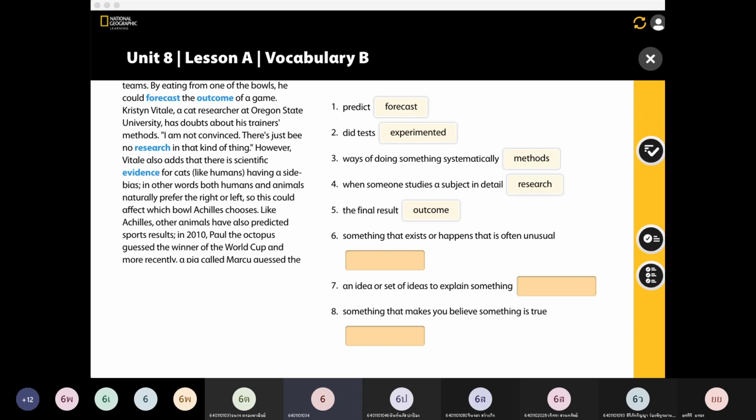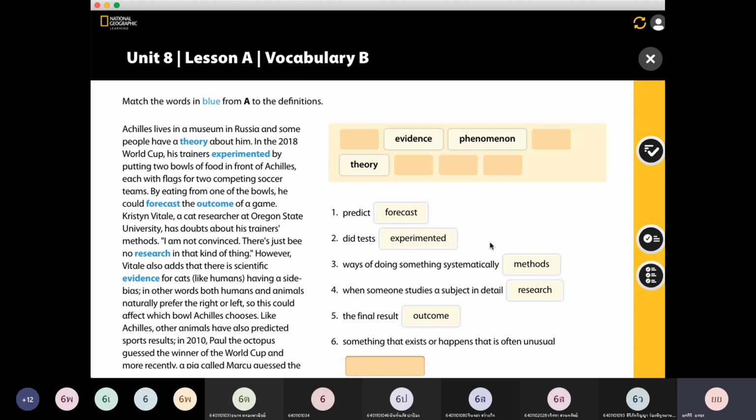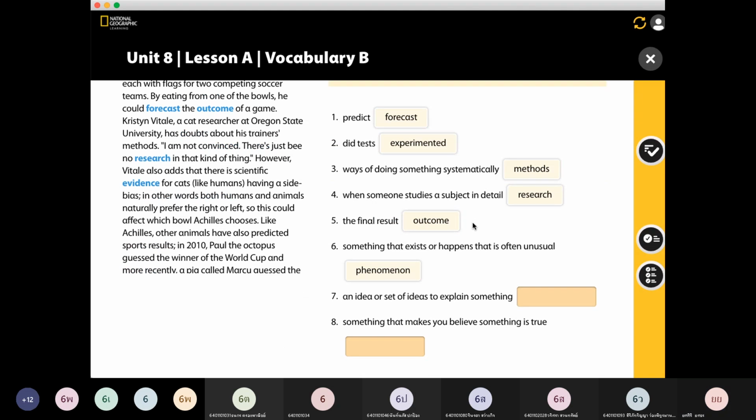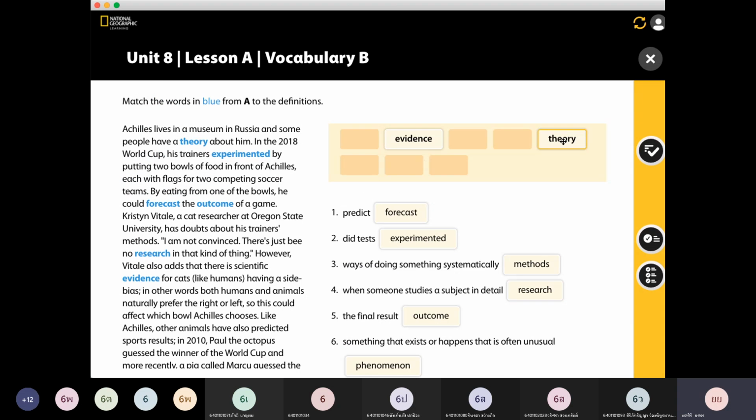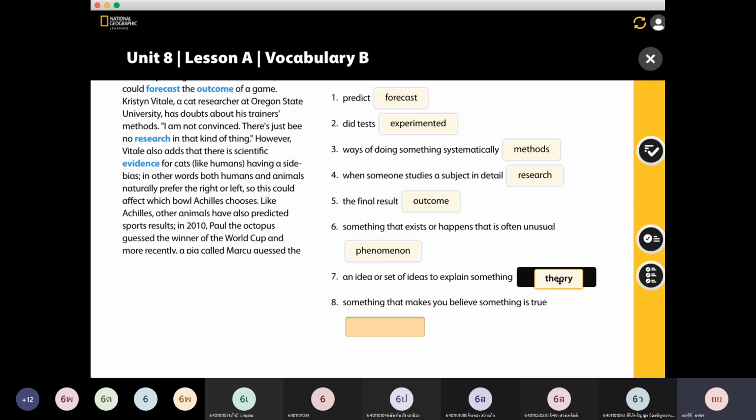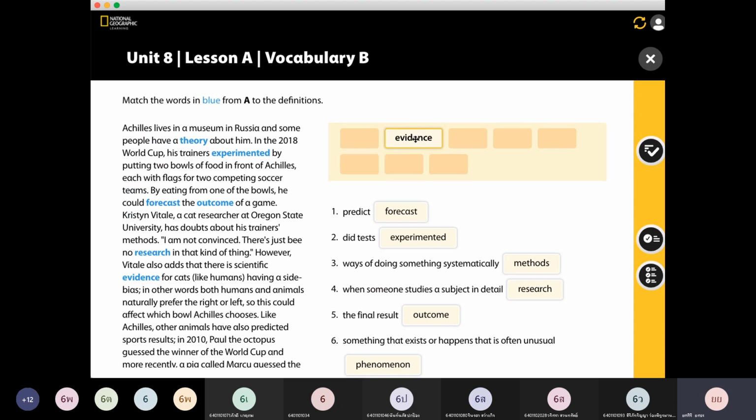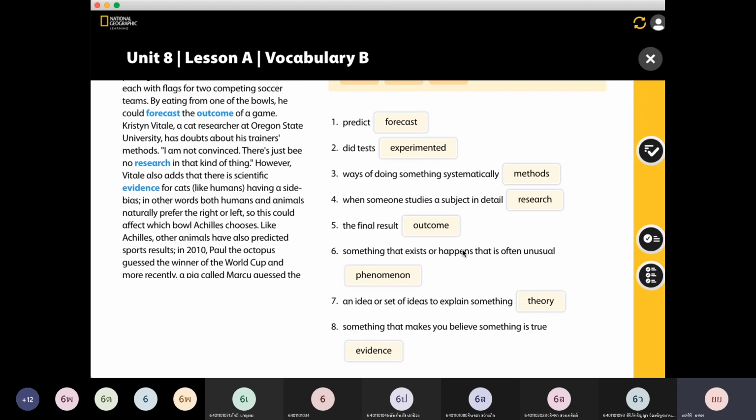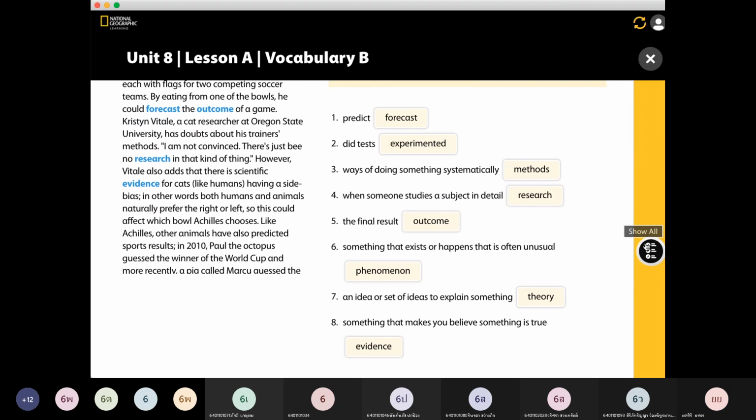Number 6, phenomenon. Number 7, theory. And number X is evidence. Okay, let's have a look. Okay, that's right. Thank you very much for the answer.